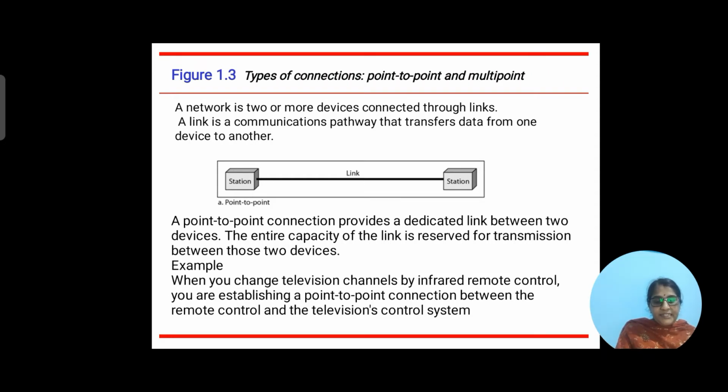Next one is reliability. In addition to accuracy of delivery, network reliability is measured by the frequency of failure, the time it takes a link to recover from a failure, and the network's robustness in a catastrophe. The last one is security. Network security issues include protecting data from unauthorized access, protecting data from damage and modification, and implementing policies and procedures for recovery from breaches and data losses.